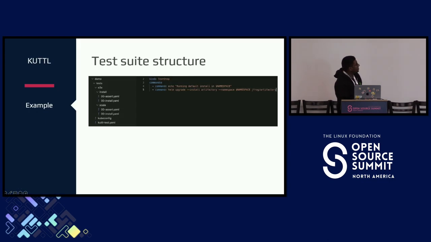Okay, so the final test suite structure would look something like this: a demo application, and a folder called test, under which I have an end-to-end folder. Let's take an example of a demo application. I have some end-to-end tests. I have two tests, install and a scale test or something like that, and a Kuttl test.yaml. This is a suite file.